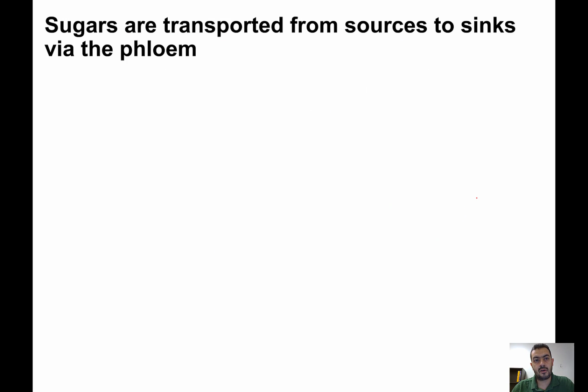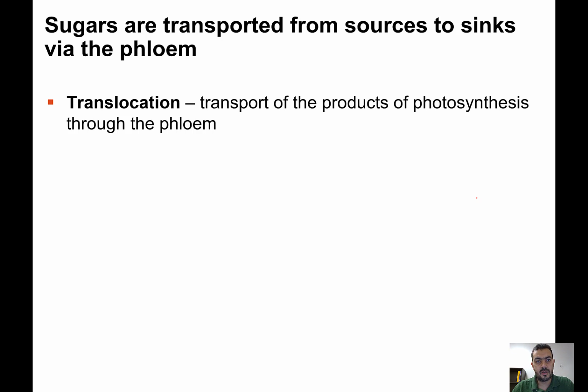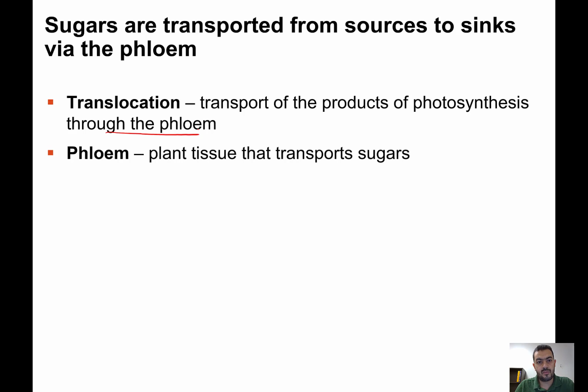So sugars are transported from the sources to the sinks via the phloem. The terminology of this transport is translocation. So translocation means the transport of the products of photosynthesis, the sugars, from the producers or the sources, which is the leaves, to the sinks, so non-photosynthetic organs like the root. And this movement is taking place through the phloem. So the phloem is the plant tissue that transports the sugars.